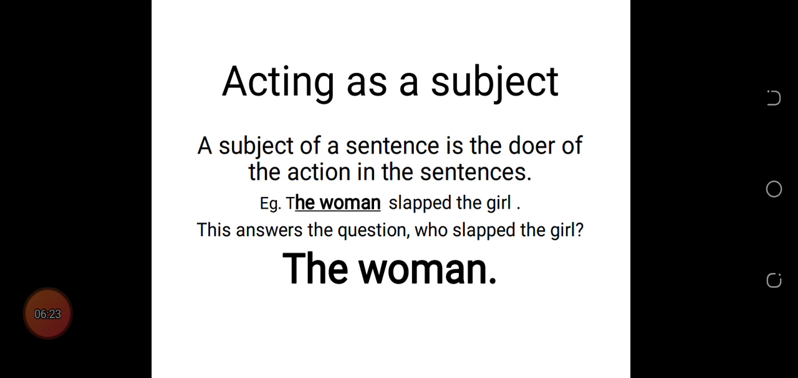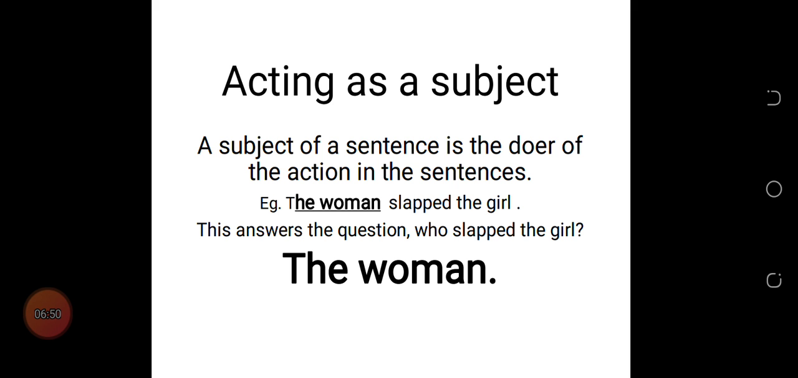an animal. All right, so in the sentence where we have the woman slapped the girl, let us look at this carefully. This answers the question: who slapped the girl? The woman. So we realize that the woman here is the one performing the action in that sentence. Someone slapped the girl and it was the woman.